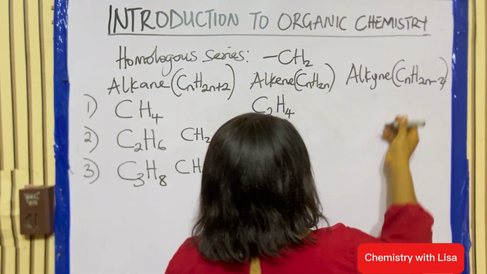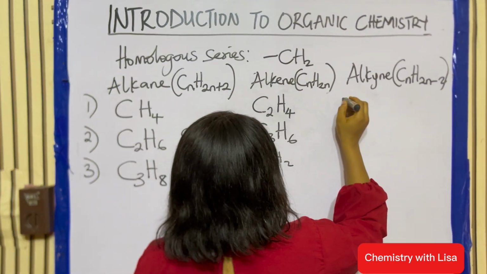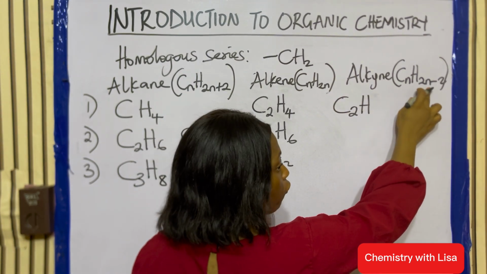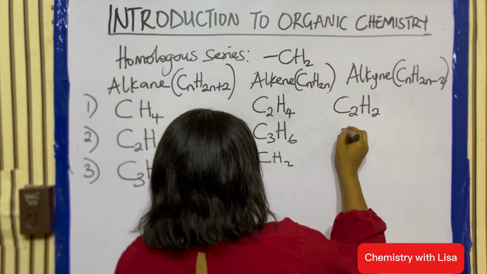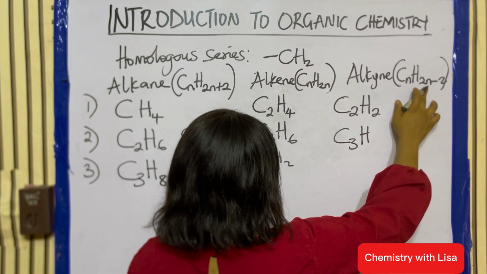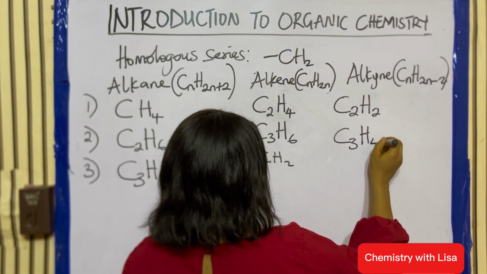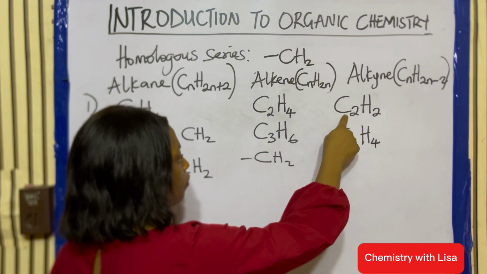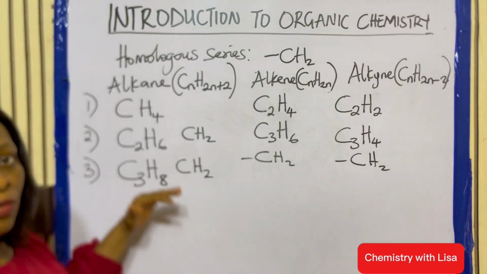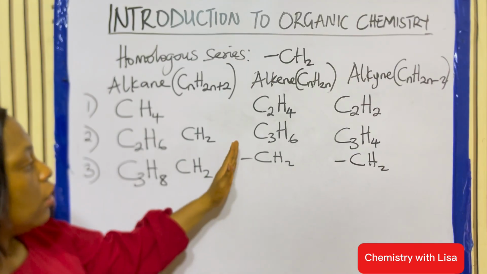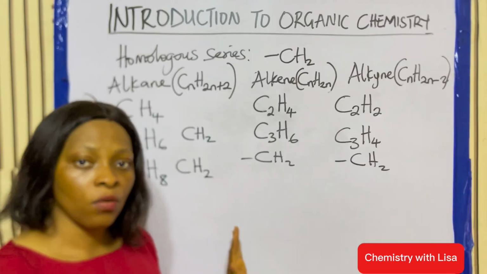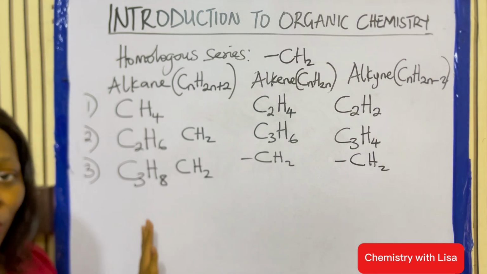For the alkyne, the family of alkyne, this is their formula, and this will be where n is now 2: 2 times 2, 4, 4 minus 2, 2. Where n is 3, 2 times 3, 6, 6 minus 2, that will give us 4. So this minus this is C, and this minus this is 2. So this is how it happens down the group. Each of the families differs by CH2. This is for the homologous series.